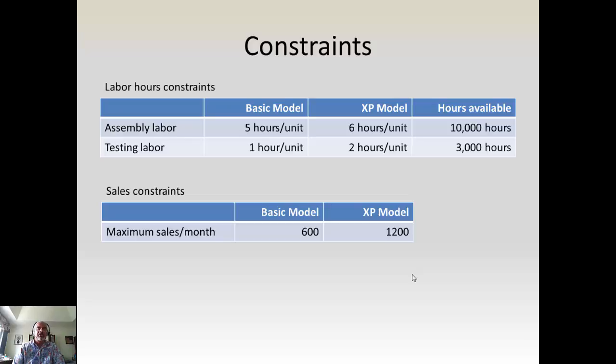So let's look at the constraints. So we have the assembly labor constraint and testing labor constraint, how much we need for the basic model, how much we need for XP model, and how many hours are available. And we also have the maximum sales possible for base model and XP model. Okay, we're going to now draw lines that represent these constraints.